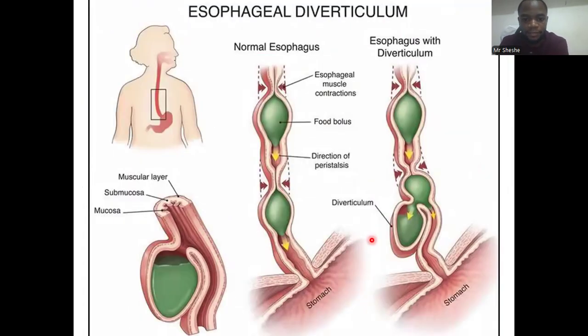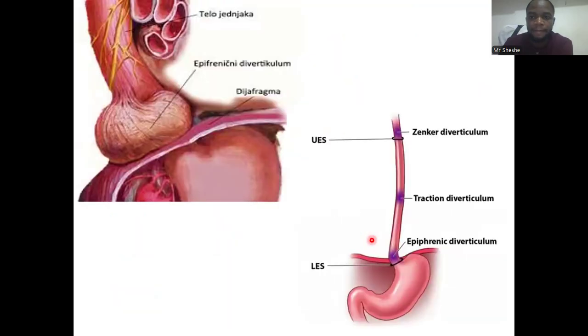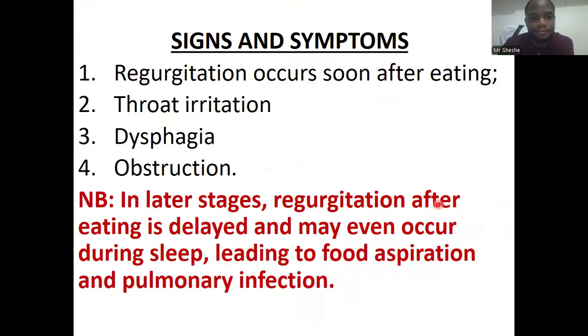So this problem can be acquired or the patient is born with it. So this is epiphrenic diverticulum. Zenker's, where the esophagus is connected to the pharynx. Then you also have the mid, otherwise known as traction diverticulum. Okay. So management, mainly if it is not causing problems, it can be delayed, but surgery serves as the best corrective measure.